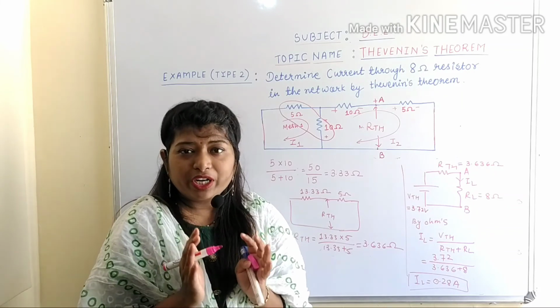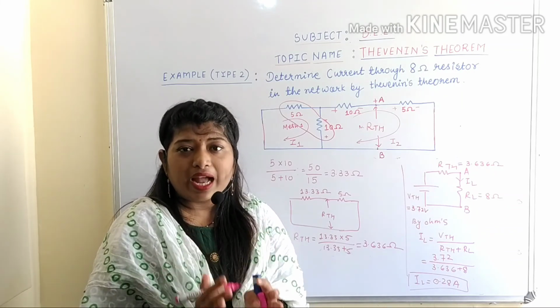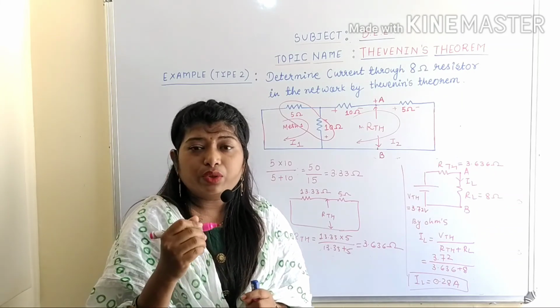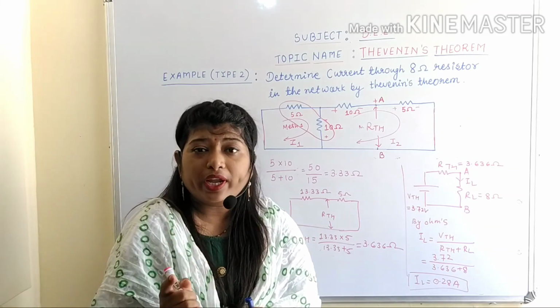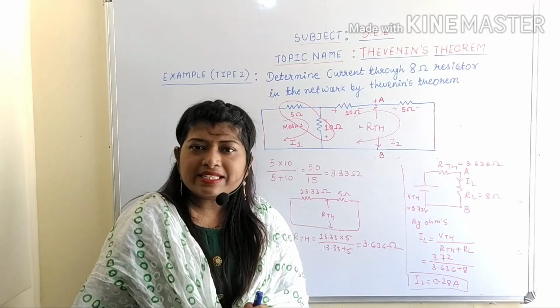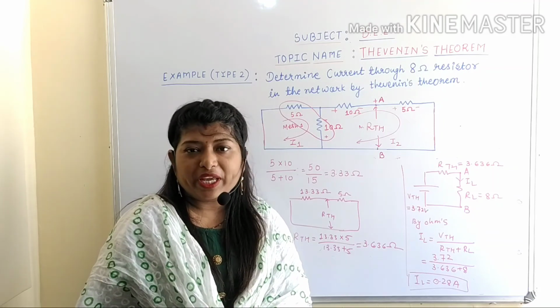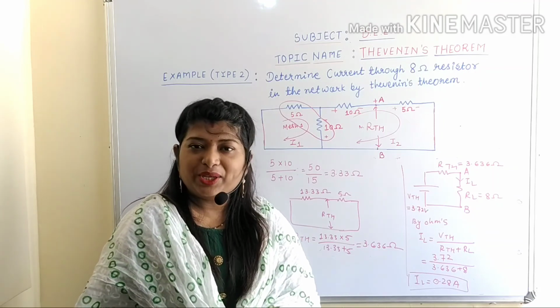I hope you have understood how to calculate current flowing through a resistor if that particular resistor is connected between two meshes. In the next lecture, we'll solve a problem based on Norton's theorem. Thank you so much.